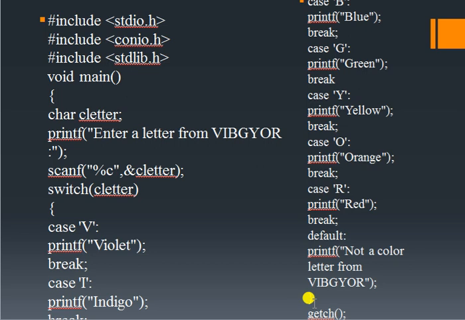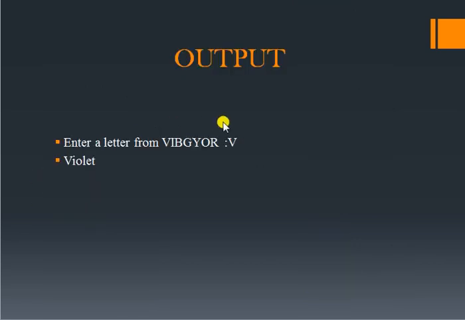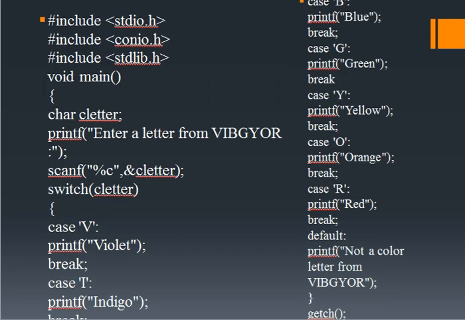So what will be the output here? First the screen will display enter a letter from VIBGYOR. Then we have to enter a letter. Then case V: if we enter V, then the output will be violet. If we enter I, then the output will be indigo, like that. As we have discussed, the flow will go like that. That is the execution of the switch statement. So we can see the output: enter a letter from VIBGYOR. When we enter V, it will be violet. This is an example for the switch statement also.